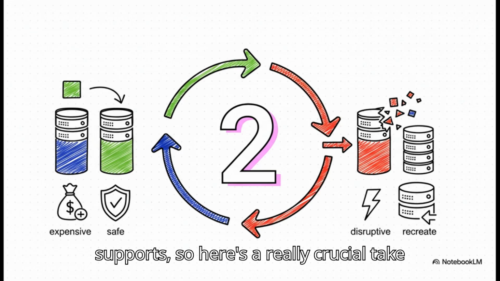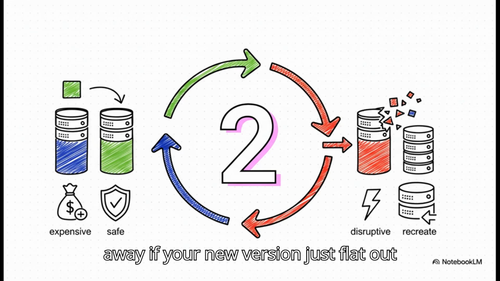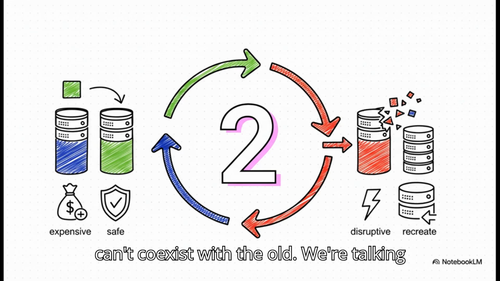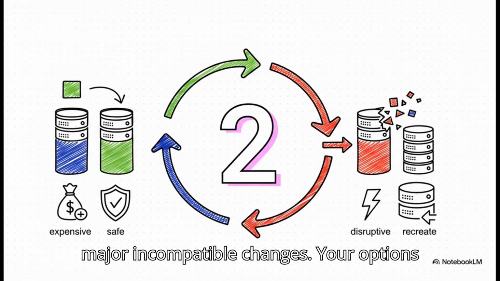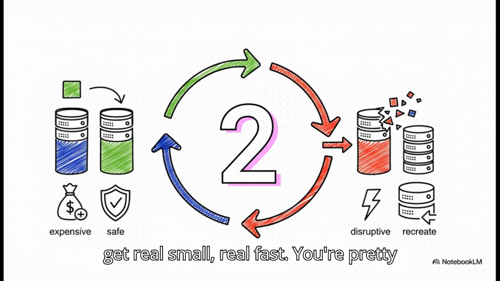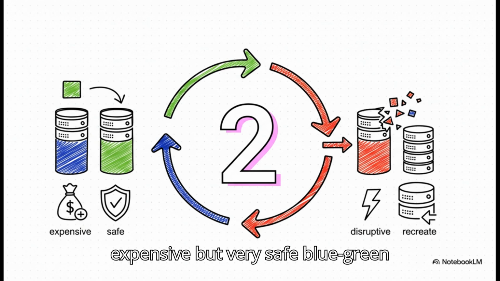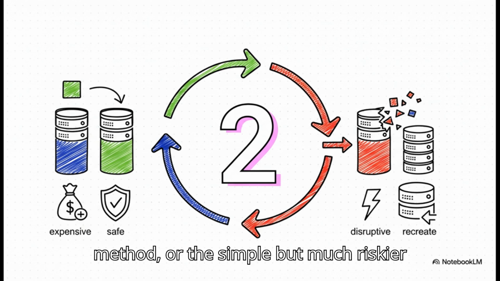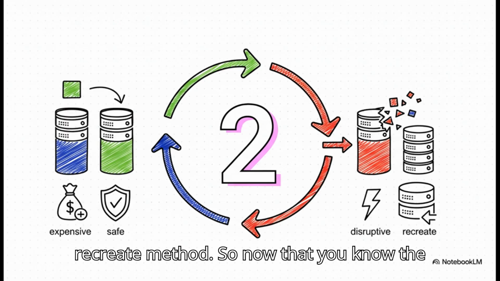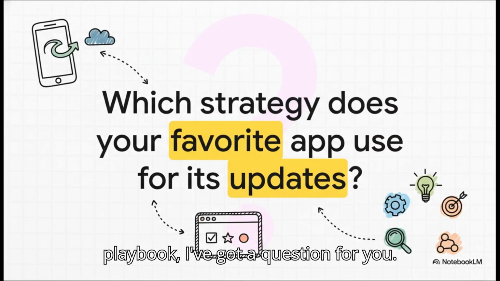So here's a really crucial takeaway. If your new version just flat out can't coexist with the old one, we're talking major incompatible changes, your options get real small real fast. You're pretty much down to just 2 choices: the expensive but very safe blue-green method, or the simple but much riskier recreate method.